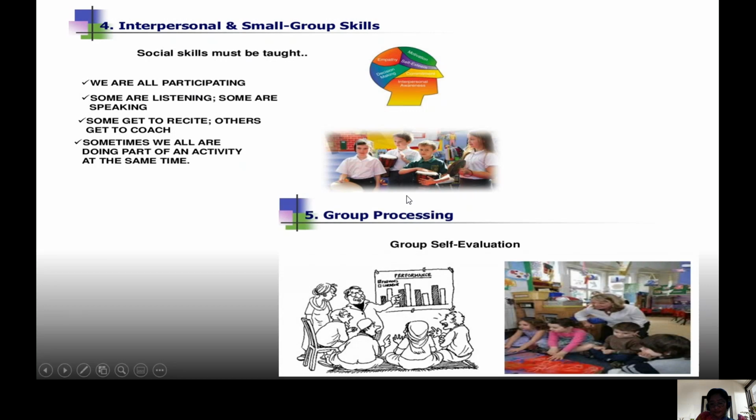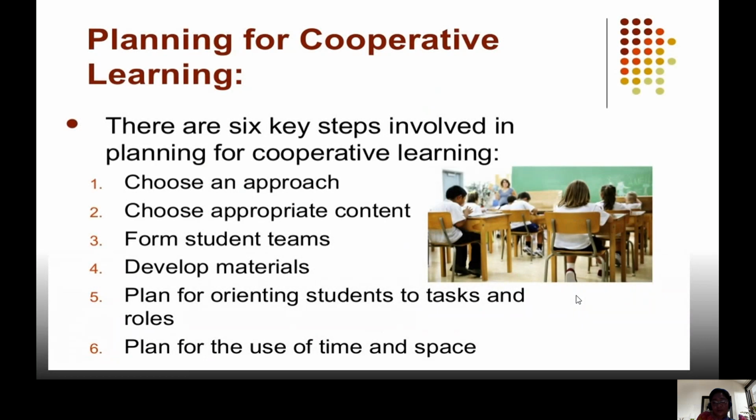Next one is the group processing. For group processing, the last element, also known as group self-evaluation. So you evaluate yourself or you evaluate performance. Basically, it is more on reflection on what you have learned or what you have contributed to your group, or is it successful, or what would be the result of your task being assigned to you. So group processing is reflection. So that's all for the elements of cooperative learning.